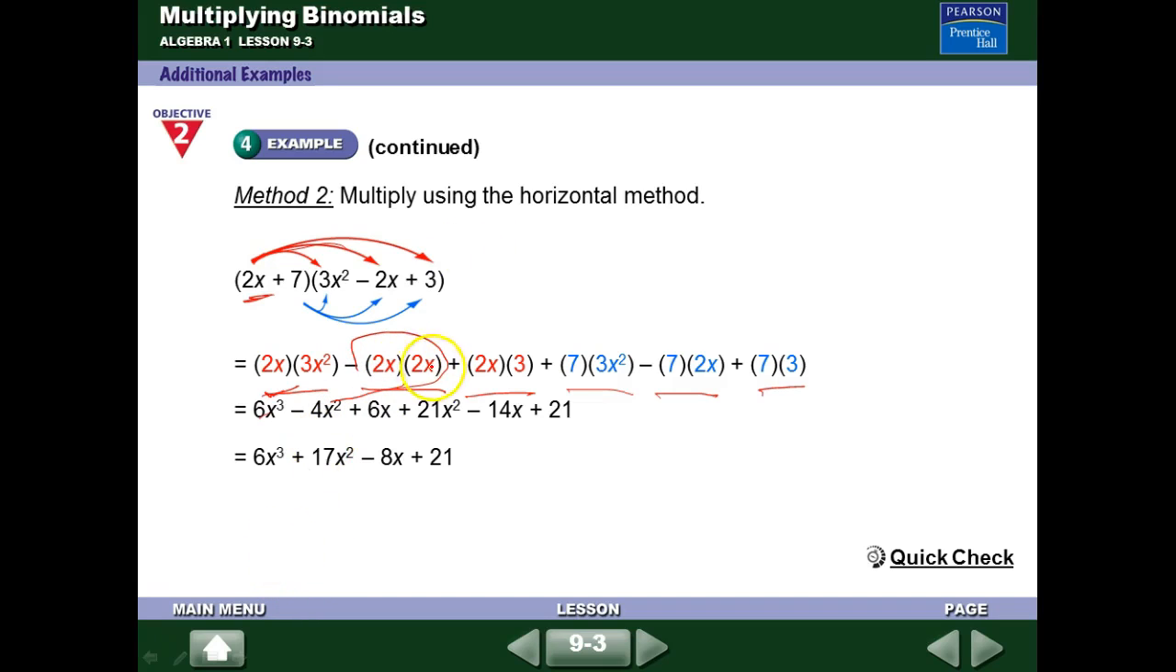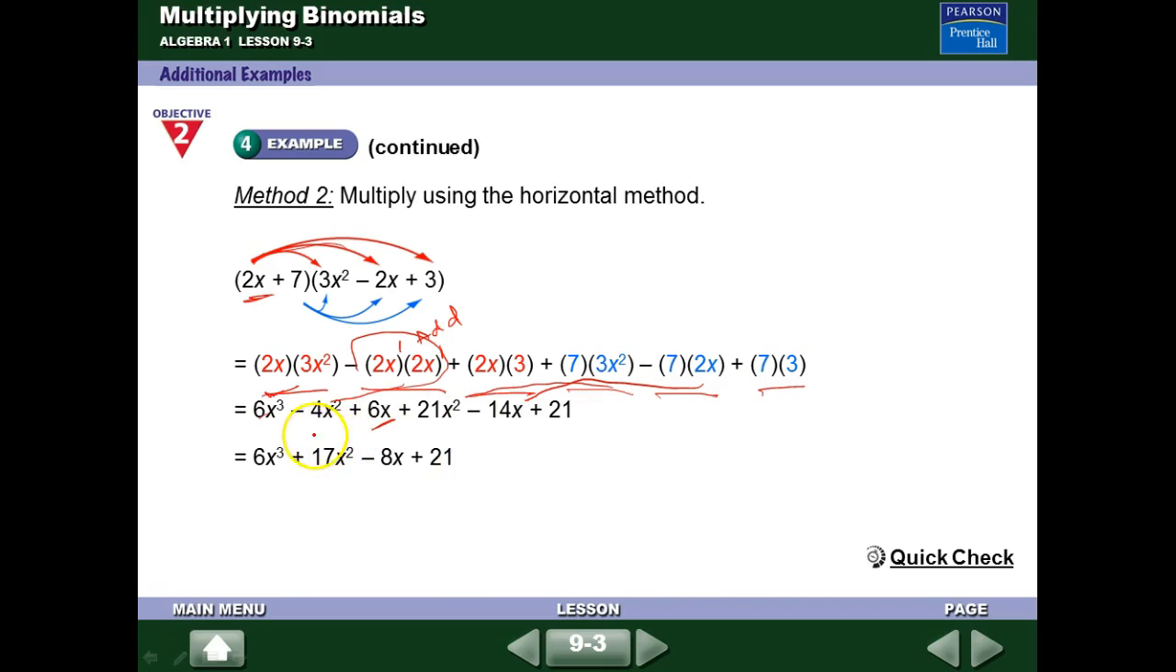Now, once again, remember you're multiplying, so you're going to add your exponents here. This is x to the 1, x to the 1. When you multiply, what do you do with the exponents? You add them, so that's where they get their x squared. 2x times 3 is 6x, which you can see here. 7 times 3x squared is 21x squared. 7 times negative 2x is negative 14x. 7 times 3, 21.